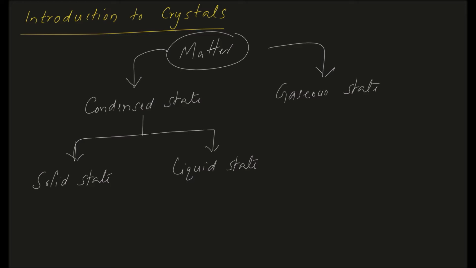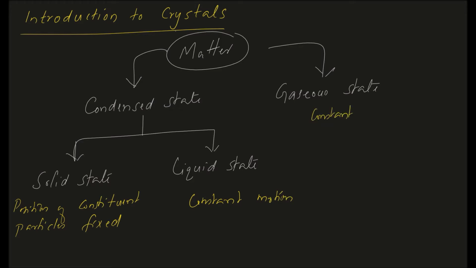Now, as you know, in solids, the relative positions between its constituent particles are fixed. So the positions of the constituent particles are fixed in the solid state, whereas in the case of liquids and gas, these particles are in constant translational motion. So if you look at this liquid state, these particles are in constant motion. The same is true for the case of the gaseous state.